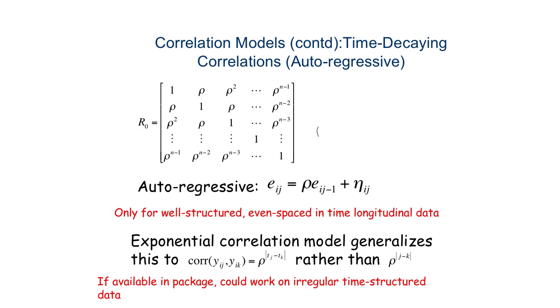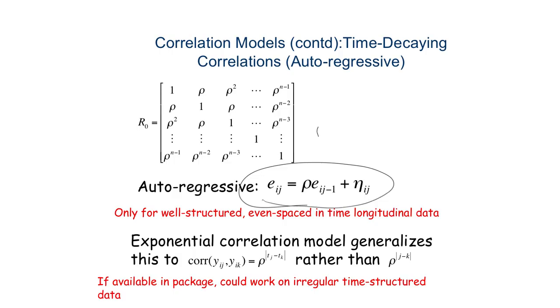Another one, for well-structured time series type data where time is spaced and everyone has the same number of observations, like the dental data, where everyone's measured at fixed stages, could be autoregressive. So this is an autoregressive model. It's based on this underlying model. So this is how you model the correlation of observations over time. If they're closer together, they're more correlated. If they're farther apart, they're less and less correlated.